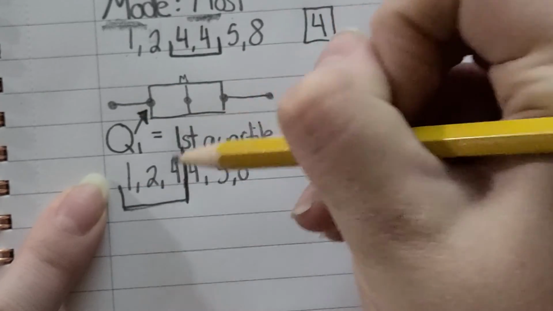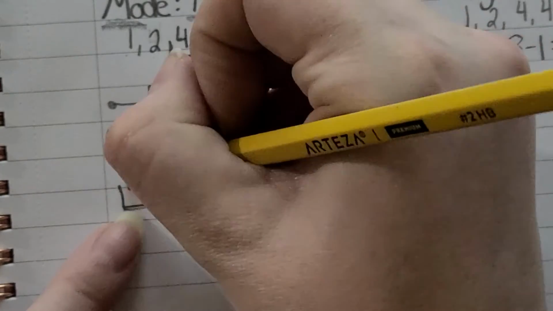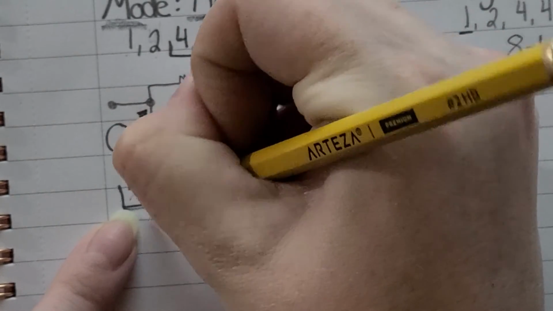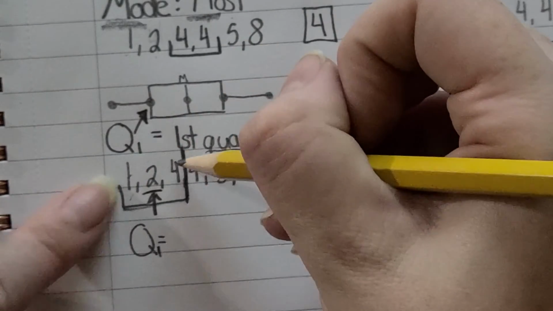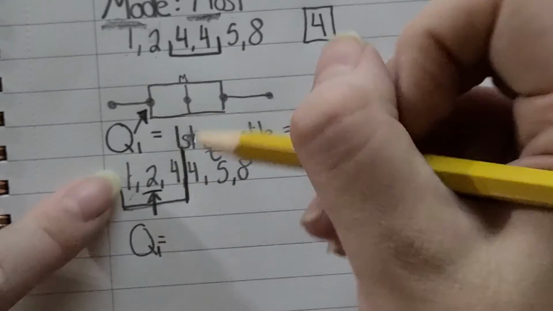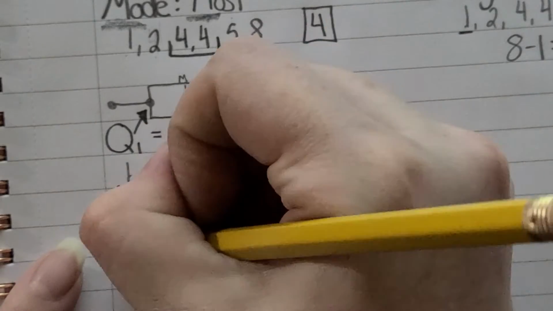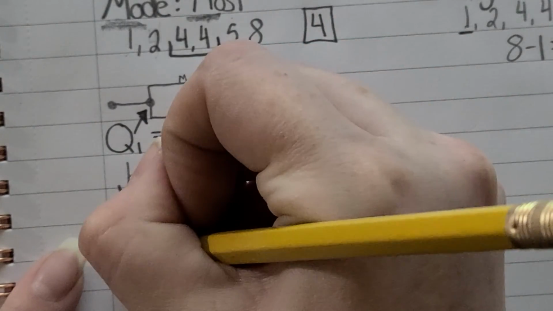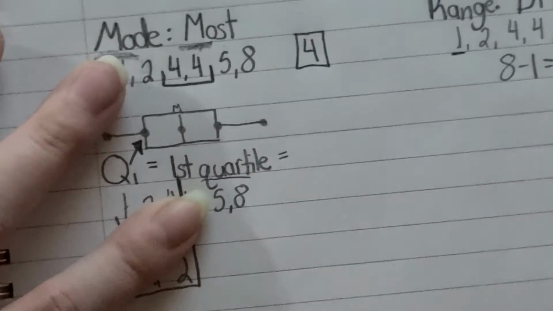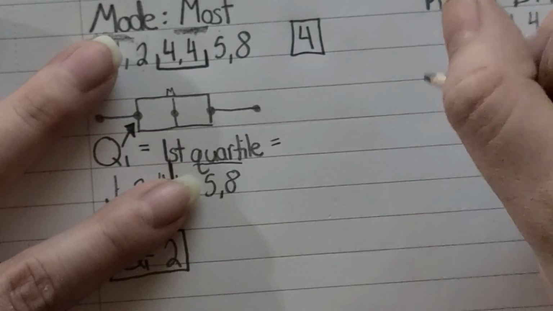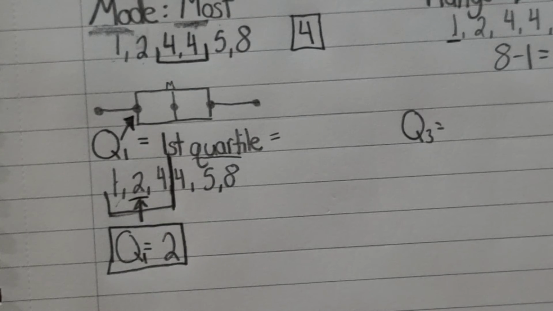So from 1 to 4, what is the median of my first half of my data? I have 1, 2, and 4, so my median in the middle is 2. So my Q1, the median of my first half of data, or my first set of data, is 2. Okay? So if Q1 is the median of your first set, we're going to go on to Q3. And what do you think your Q3 would be? Okay, think about it. Go solve.